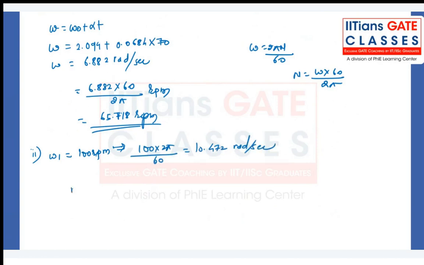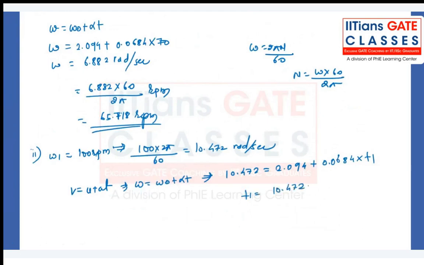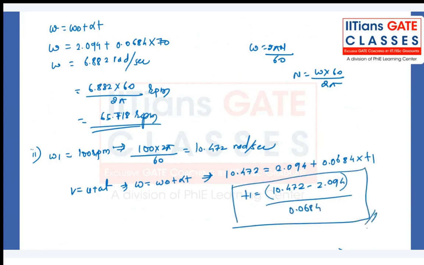So v is equal to u plus at, or in this format, omega is equal to omega naught plus alpha t. That is 10.472 is equal to omega naught, 2.094, plus alpha, which we just calculated as 0.0684, into T1. So T1 is equal to 10.472 minus 2.094 divided by 0.0684. So we should get around 122 seconds, around 2.04 minutes.